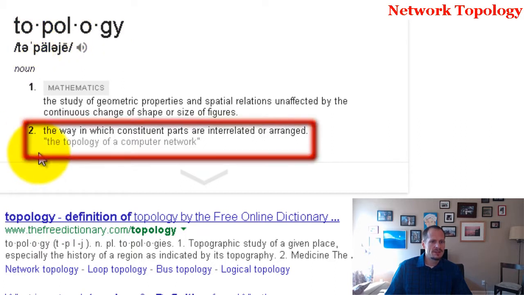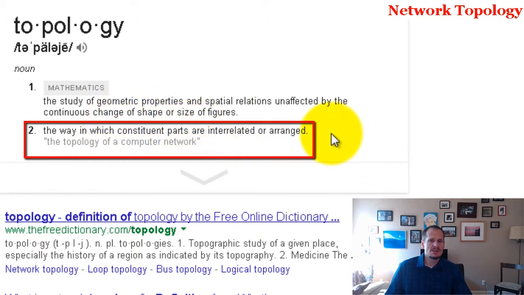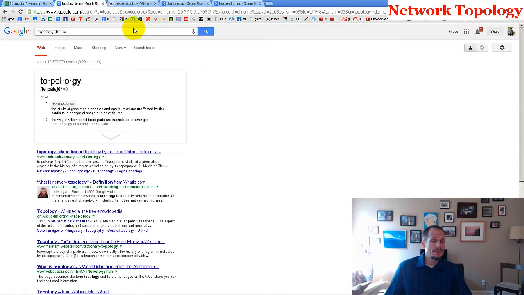If you look at the definition for topology, it has a mathematics definition, but it also has one for computers: the way in which constituent parts are interrelated or arranged, the topology of a computer network. So how are the different parts arranged? That's the main thing to know about topology. And the most common type of topology is what? That would be a star topology.